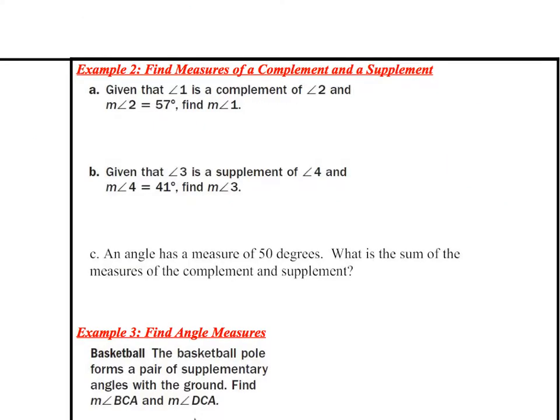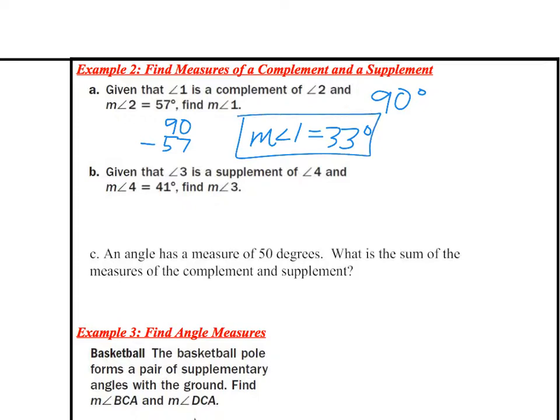Given that angle 1 is a complement of angle 2, and measure of angle 2 is 57, find measure of angle 1. Abby, what does it mean for them to be complements again? What do they add to? 90. Thanks, Abby. They add to 90. And so we're going to figure out what angle 1 would be. So we're going to subtract away from the 90. So 90 minus the 57 would give us, what would that be? Measure of angle 1 is equal to 33 degrees. Make sure you put the entire statement. You don't just write 33.